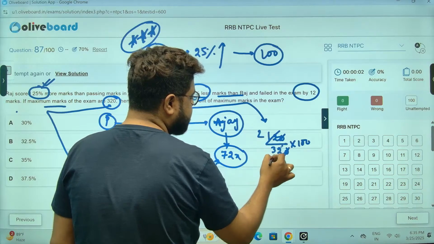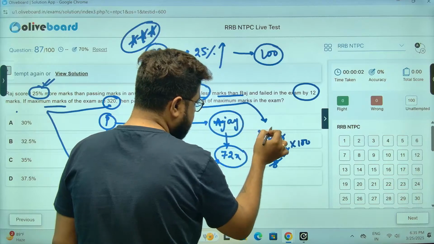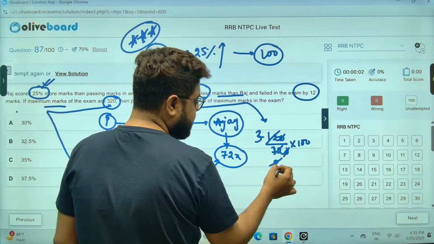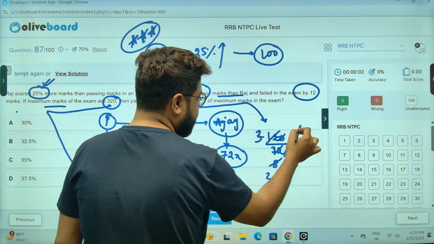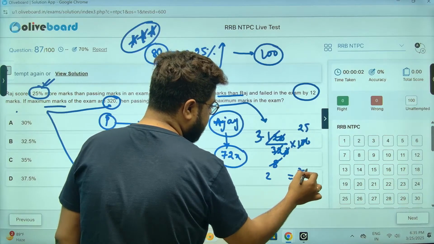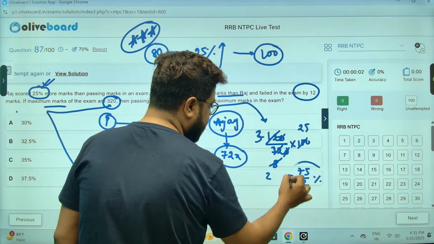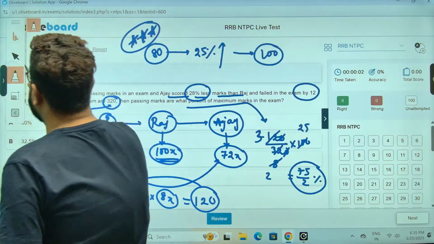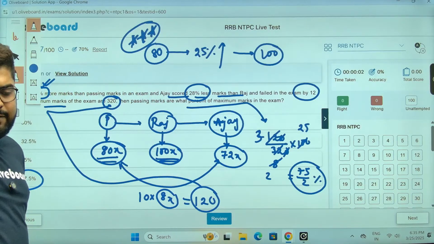So 4 2s are this, 4 8s are this. 4 3s are this. Nah. So this is 4 2 4, this is 25. 75 by 2, 37.5%. Option D, sir. Option number D, everyone.